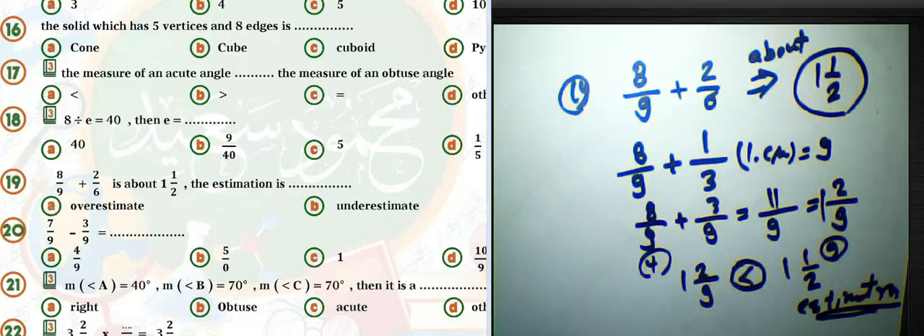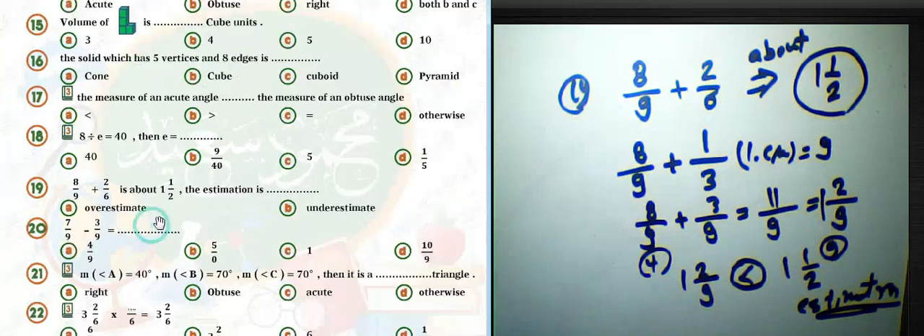Why overestimate? Because the actual number was 1 and 2 over 9, and 1 and 2 over 9 is less than 1 and 1 over 2. Understood? Overestimate or underestimate? So this example is an overestimate. Okay. Question 20.